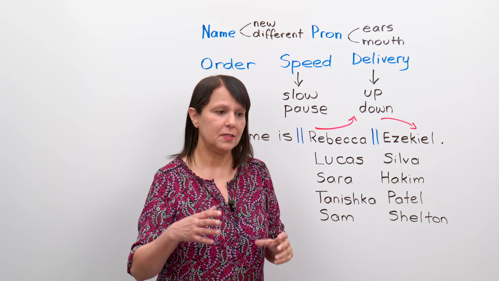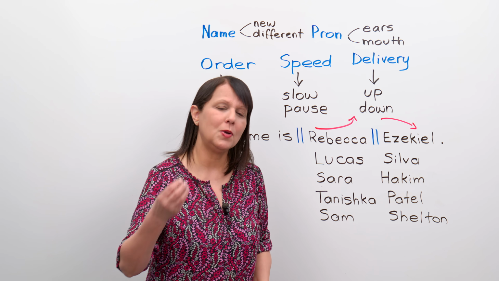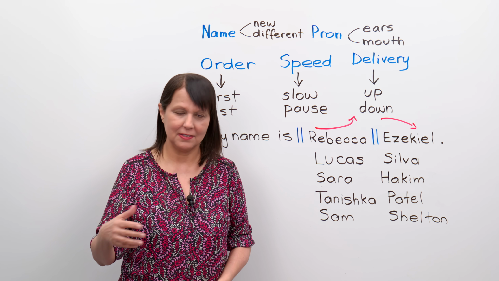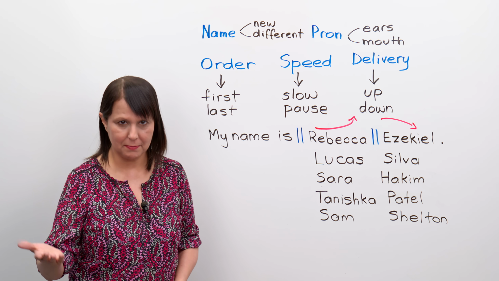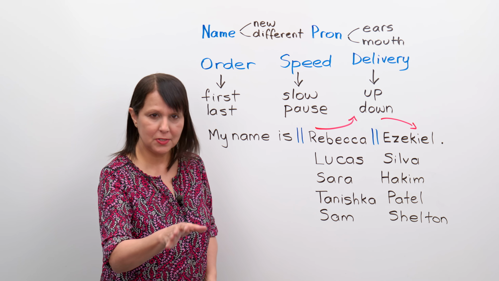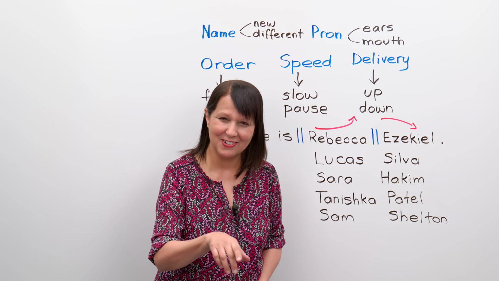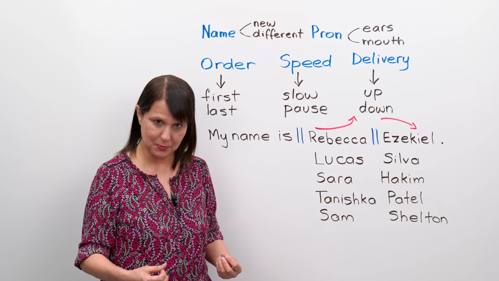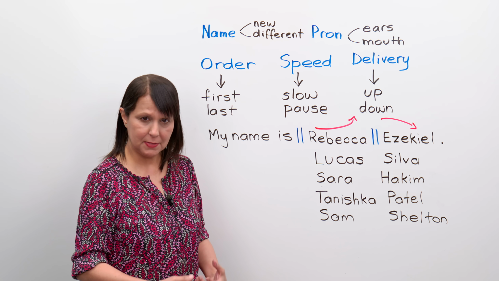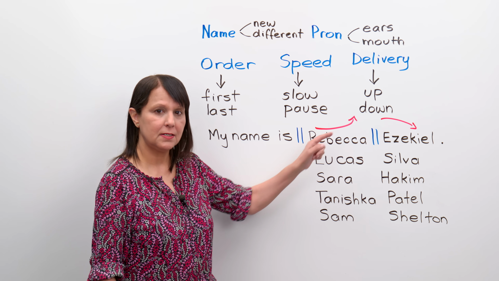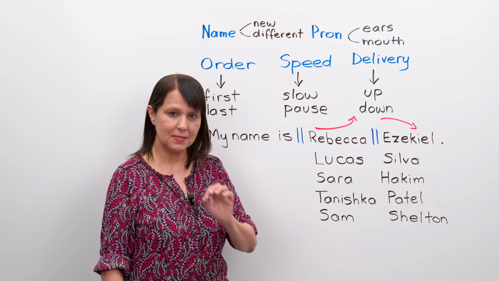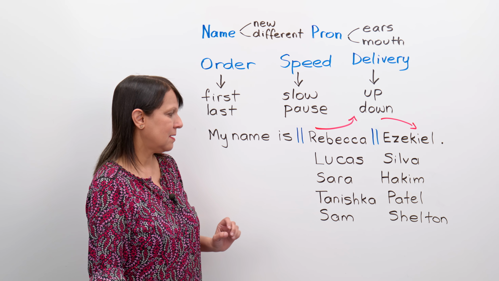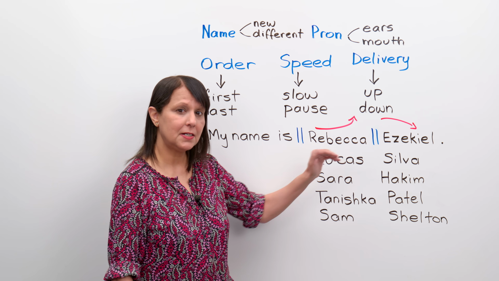Now, even if you had never heard this name before, at least you have a chance to hear it clearly. Because if you can't hear it clearly, then you definitely cannot say it or remember it. Okay? Now, you don't need to practice my name, you need to practice your name. But let's practice with some other names in general, the same principles. Ready? My name is Lucas Silva. See how clear and separate those were? Next, my name is Sarah Hakim.